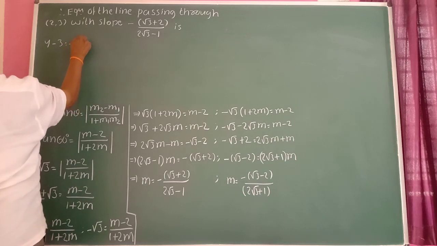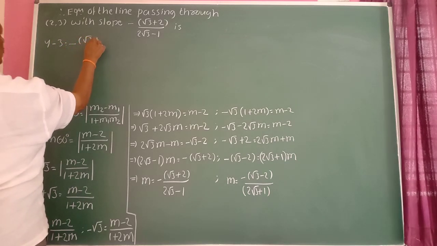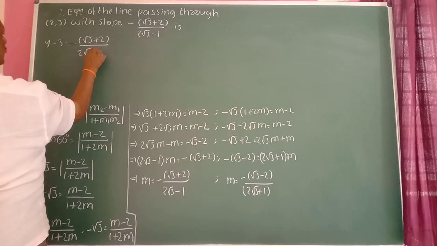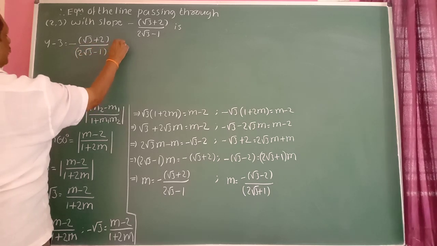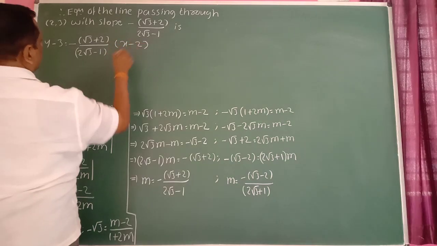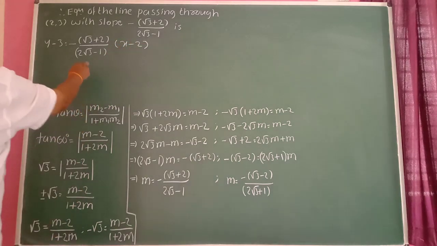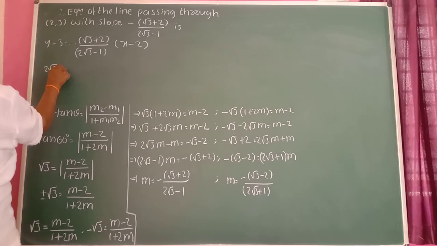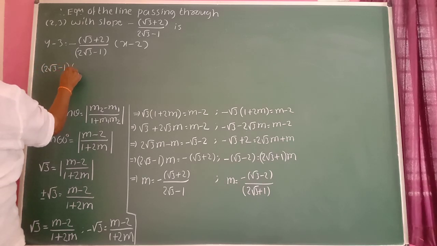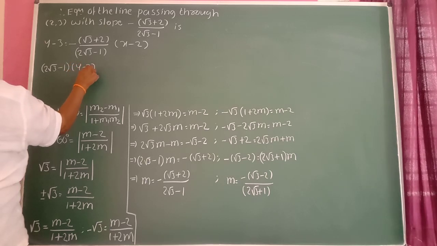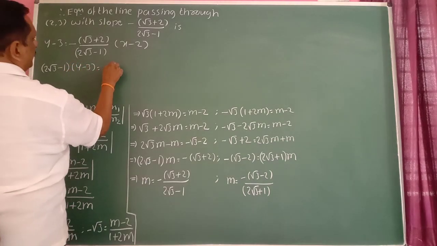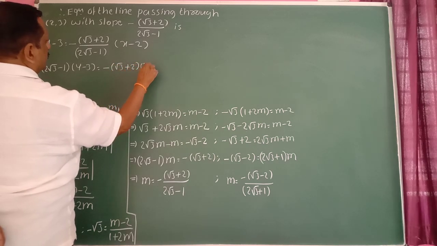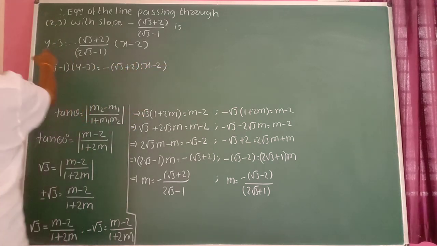Slope is minus of (root 3 plus 2) divided by (2 root 3 minus 1) into (x minus 2). Now take this term to this side. So (2 root 3 minus 1) into (y minus 3) is equal to minus of (root 3 plus 2) into (x minus 2). Cross multiply.